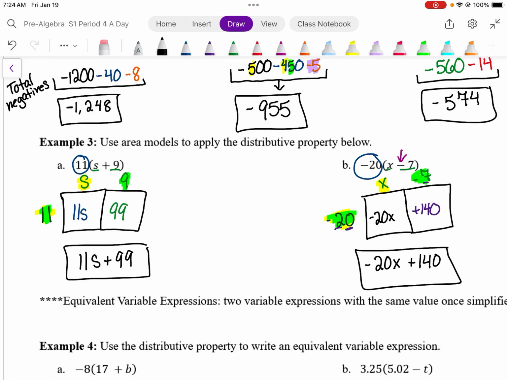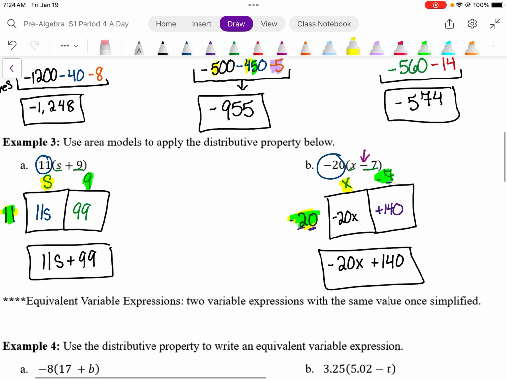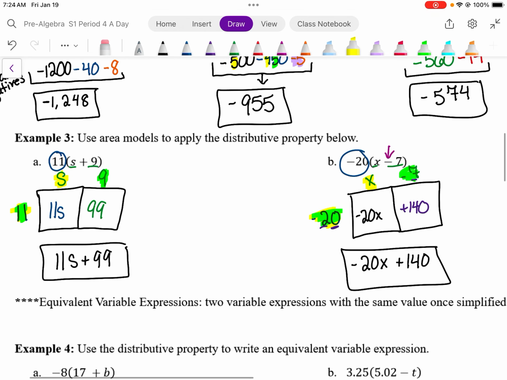So what we just did there is we found equivalent expressions. Equivalent expressions are two variable expressions with the same value once they are simplified. So if we look, 11 times s plus 9 is equivalent to 11s plus 99 because all we did was distribute and simplify. So those expressions are still equal to each other. They are just written in different ways or different formats.